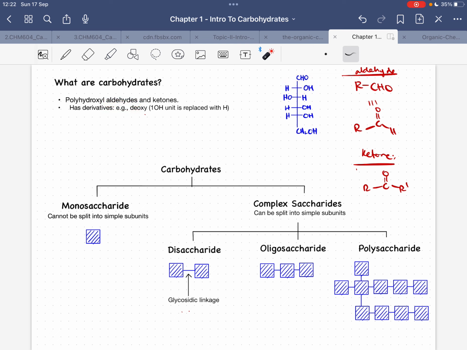Okay. And of course, there are also derivatives such as in DNA, deoxyribose. So when you have deoxy, one hydroxyl unit is replaced with H. Like for example, this one, it becomes H. You know, it becomes now a deoxy sugar. So carbohydrates are categorized into two: monosaccharides and complex saccharides.